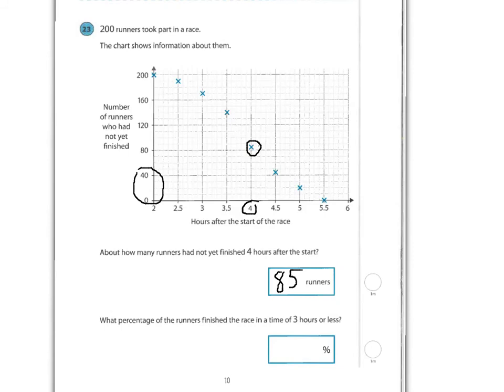What percentage of the runners finished the race in a time of 3 hours or less? So if we take a look at 3 hours and take a look at the cross that corresponds with that, what we can see is that cross is on 170. So that's 170 runners who had not finished the race. So the flip side of that is that means that 30 runners must have finished the race. Now to express this as a percentage, first of all we would say, well, that's 30 out of 200. Now percent means out of 100, so probably the easiest thing to do here would be to make an equivalent fraction out of 100 by halving the top and bottom of this fraction. Now that then makes 15%.